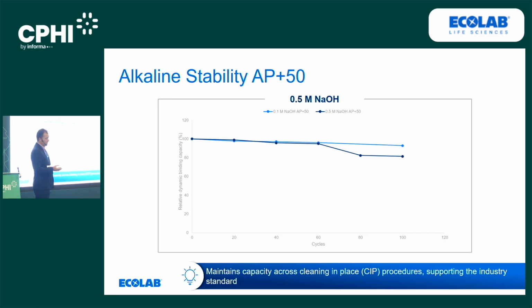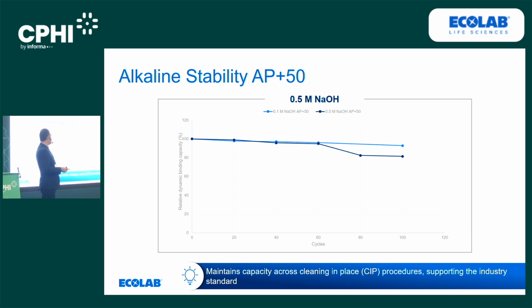Now jumping to another of the questions at the very beginning. We're talking about alkaline stability for this line of products. We got AP+50 here. We tried it with 0.1 molar sodium hydroxide. We tried as well with 0.5 molar sodium hydroxide. The way that we performed this experiment was by soaking the resin in the cleaning agent for about 20 hours. Then we took a sample, we ran a DBC, and then we put it back again for another 20 hours before taking the sample again. We did that for about 100 hours.